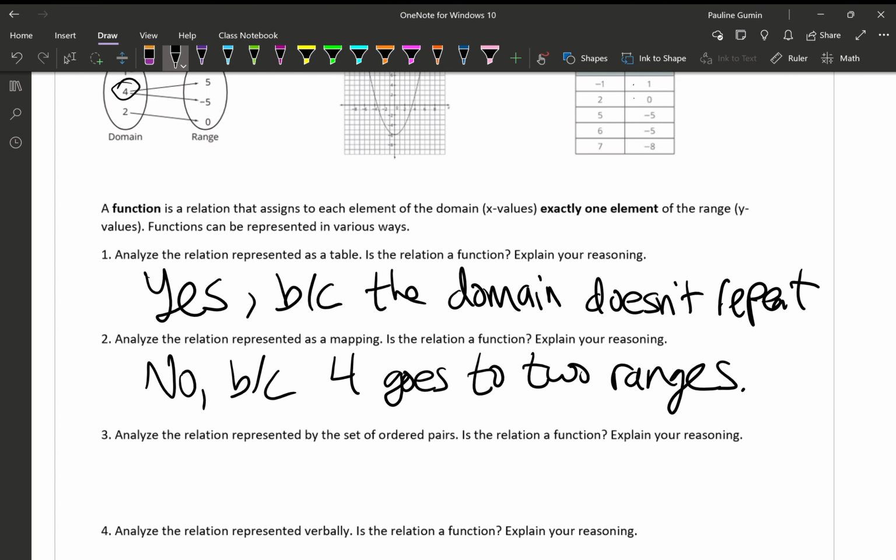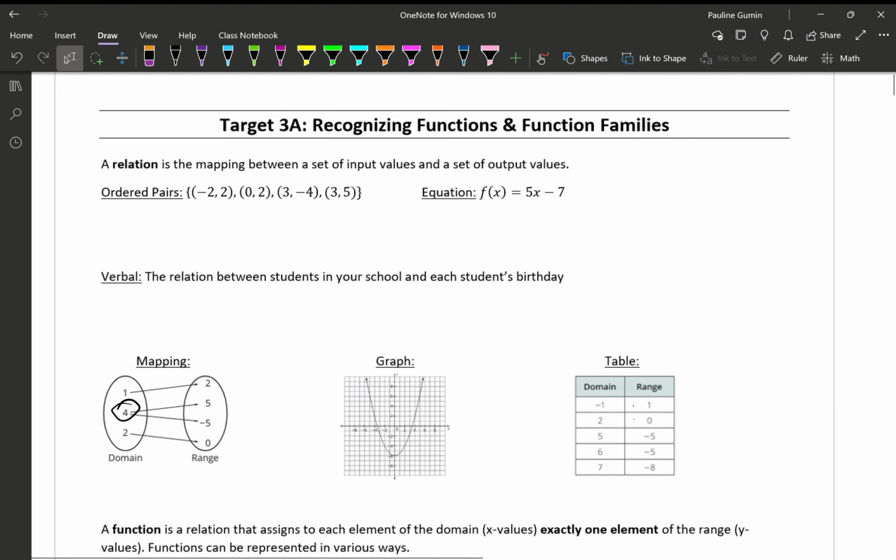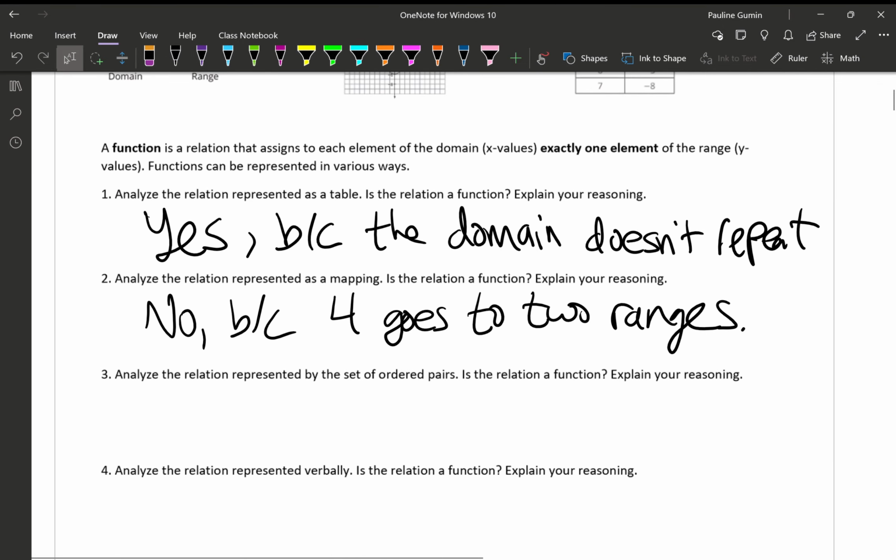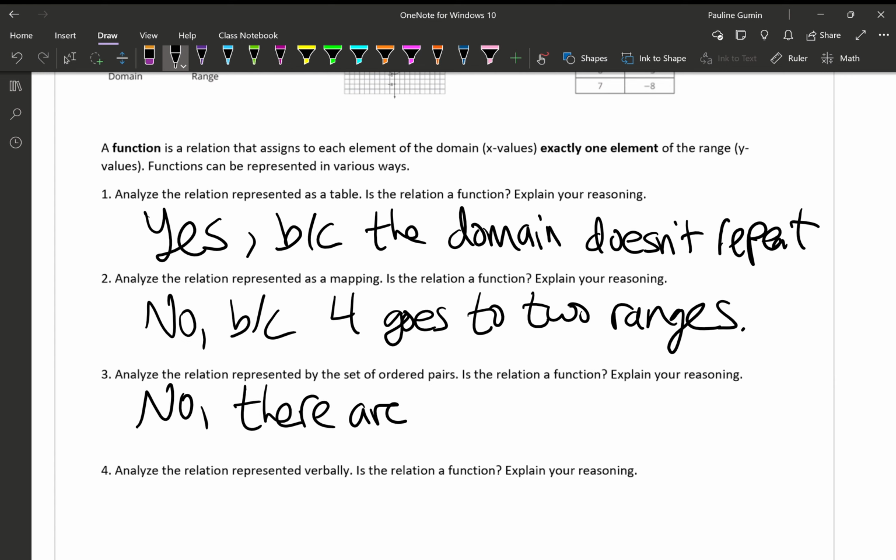3, analyze the relation by the ordered pairs. There they are. Let's see if this is a function or not. Let's check out all the x's. Are they all different? No, look at that. There's 3's. 2 of the 3's are dating 2 different people. That is not okay. We are cheating there. So no. There are 2 3's in the x's. That's a big no-no.